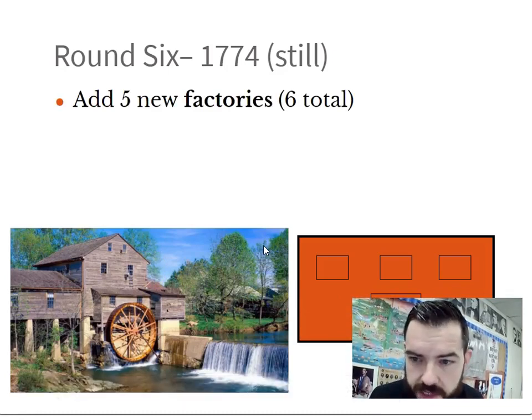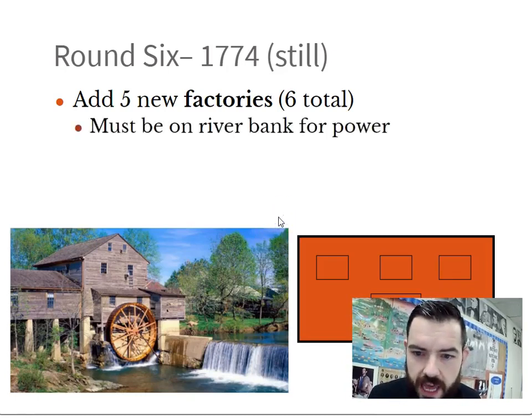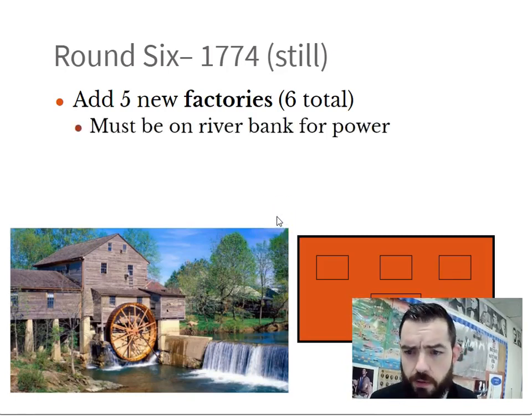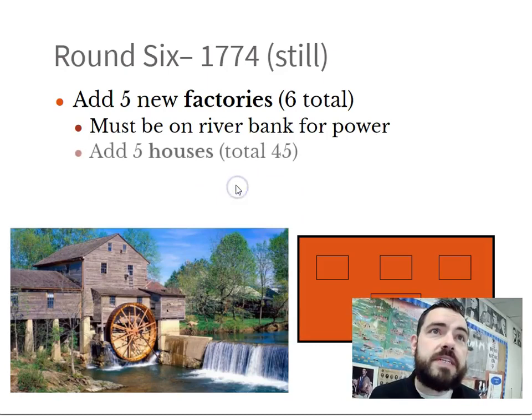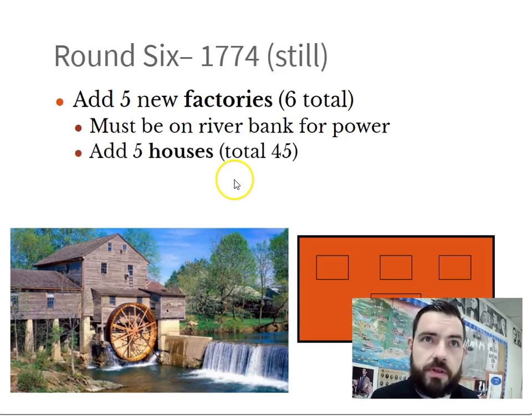They all need to be on the river. The early owners of these factories called themselves capitalists because they believed that they had the capital or the money to purchase the raw material, the building, the water frame, and pay their workers a fixed wage. Which, by the way, with all these workers, you need to add 5 houses.